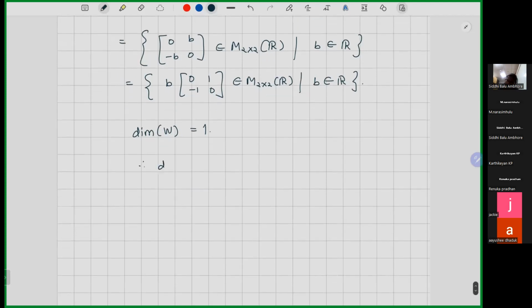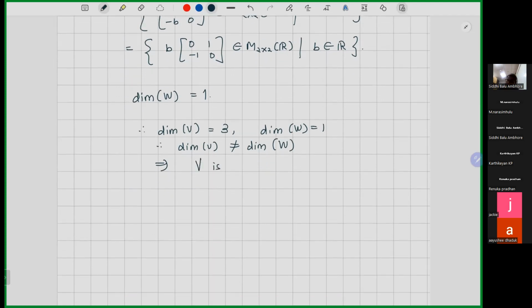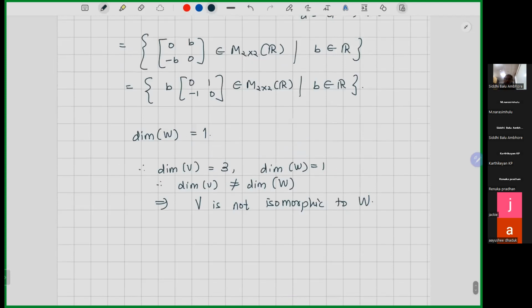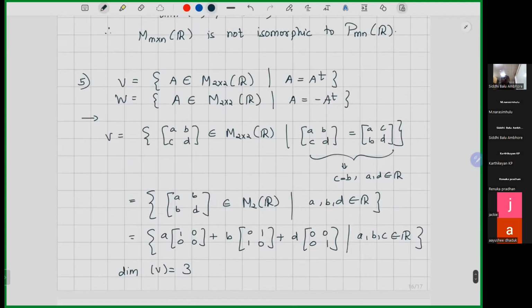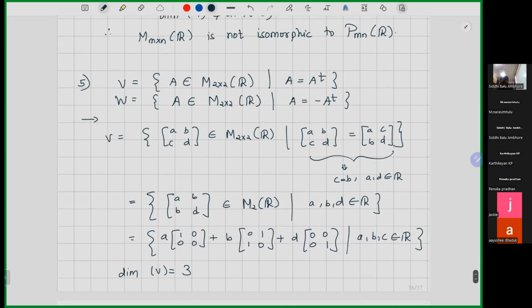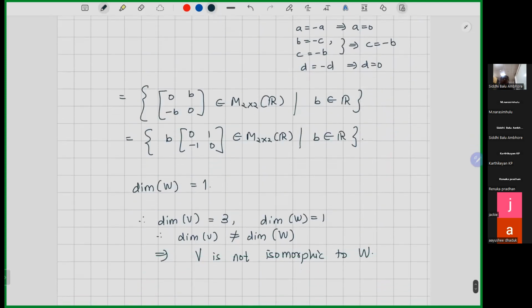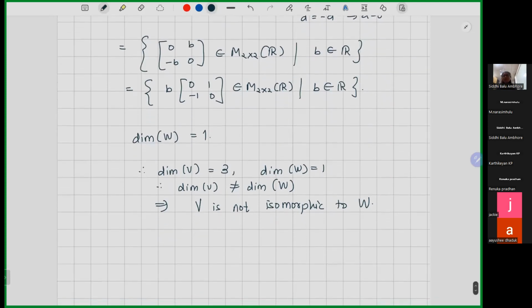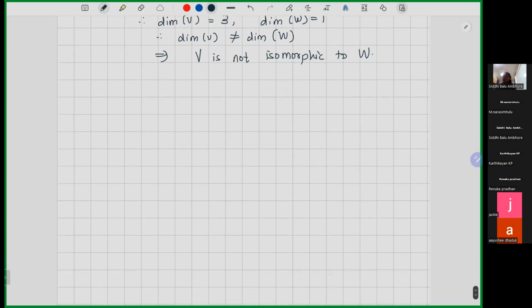So therefore, the dimension of V is 3 and the dimension of W is 1. Therefore, the dimension of V is not equal to the dimension of W. Okay, and what we get is that V is not isomorphic to W. So these two are vector subspaces of M2 cross 2 R, but these two vector subspaces are not isomorphic to each other. And we obtained that using again that proposition which said that two vector spaces are isomorphic only if their dimension is equal. Okay, so any doubt here?